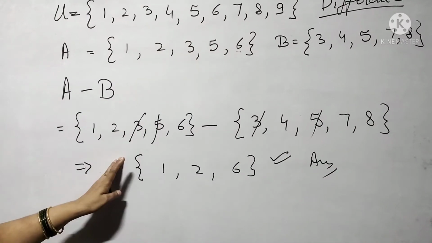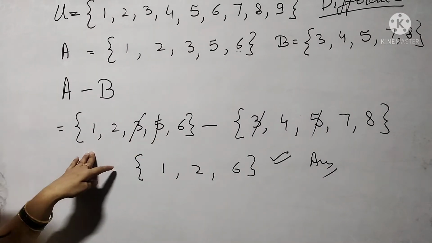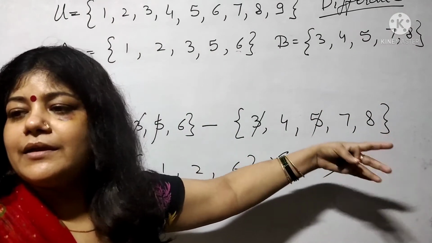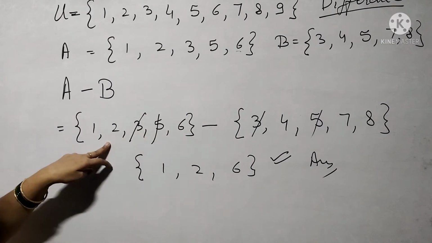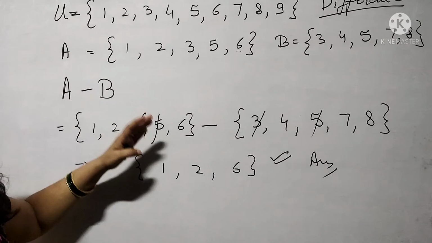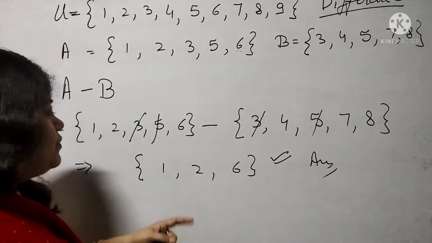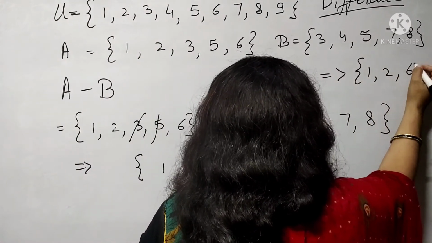That means all the elements which are left only in the first set, and we leave out the elements which remain in the second set. The answer is the set of all the elements left in the first set. So in this way we find the difference between two sets. The answer of this is 1, 2 and 6.